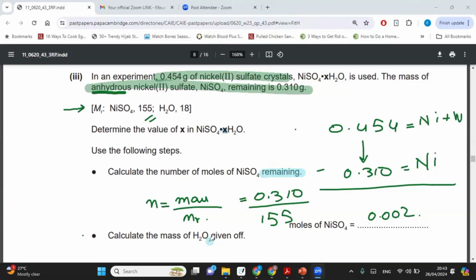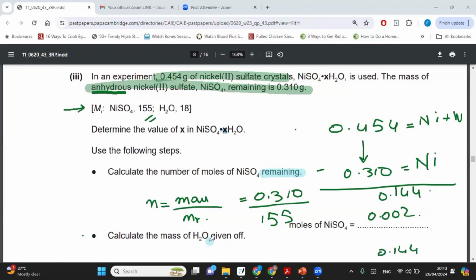Very simple calculation. We know the mass of nickel plus water. We know the mass of nickel on its own, right? That's why we had nickel sulfate remaining, because all of the water evaporated away. So we're simply going to subtract the two values and we're going to get 0.144. So the mass of water is 0.144.